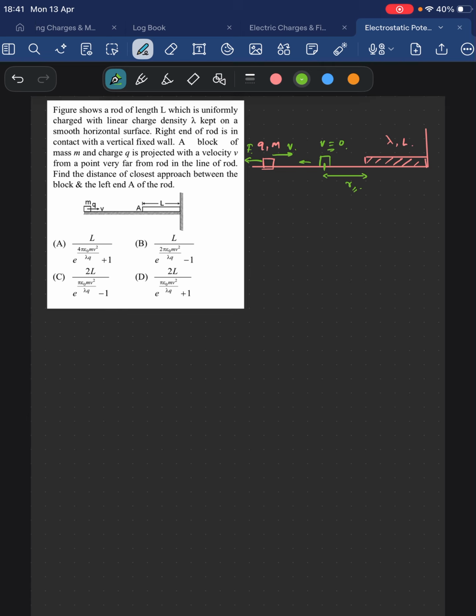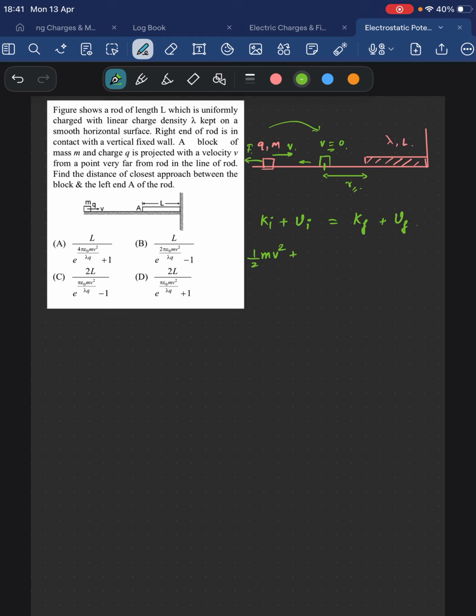Okay, so this is our condition for closest approach. When this block is at the closest distance to the rod, the velocity of the block will become equal to 0. And the force acting on this block during its journey from here to here is electrostatic force, which is a conservative force. So we'll be making use of conservation of mechanical energy over here. We'll write initial kinetic energy plus initial potential energy is equal to final kinetic energy plus final potential energy, right? So initial kinetic energy, we know that's equal to half mv squared.